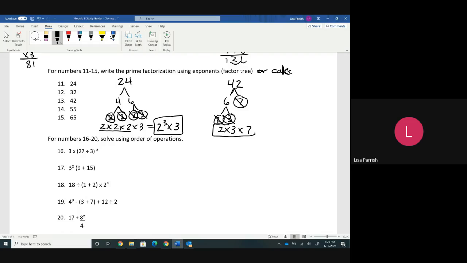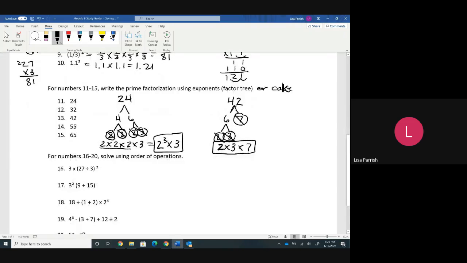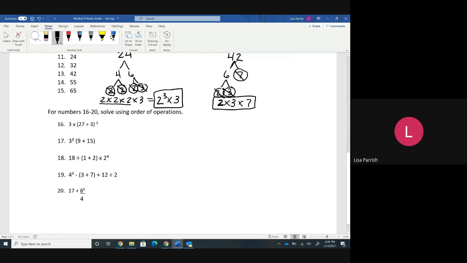So guys, I'm actually finished with that. There's no way to write that as a prime factorization with exponents because they're all only written there one time. You can only use the exponents if they're there more than once. All right. So that's your prime factorization. Tree or cake method, you must show your work, circle those prime numbers, and write your final prime factorization.